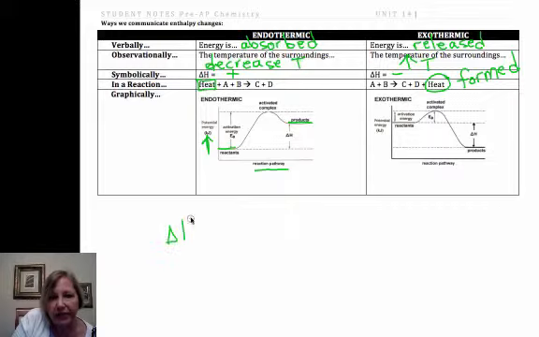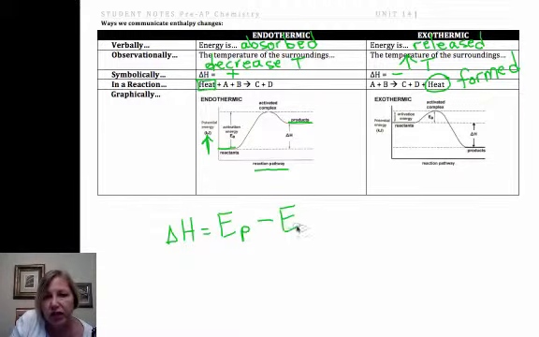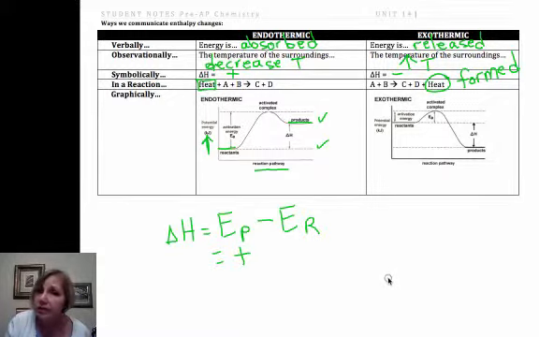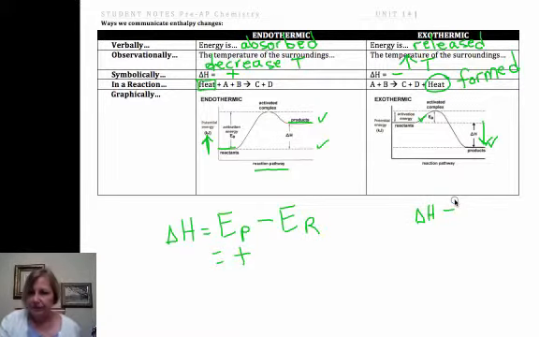Our enthalpy, delta H, is going to be the potential energy of our products minus the potential energy of our reactants. So since we have a big number minus a small number, we're going to get a positive number. Okay, it's always final minus initial. Now here, since we have a small number and we're taking away a big number, energy is going down, delta H would be negative. So that's how we would do those potential energy diagrams.